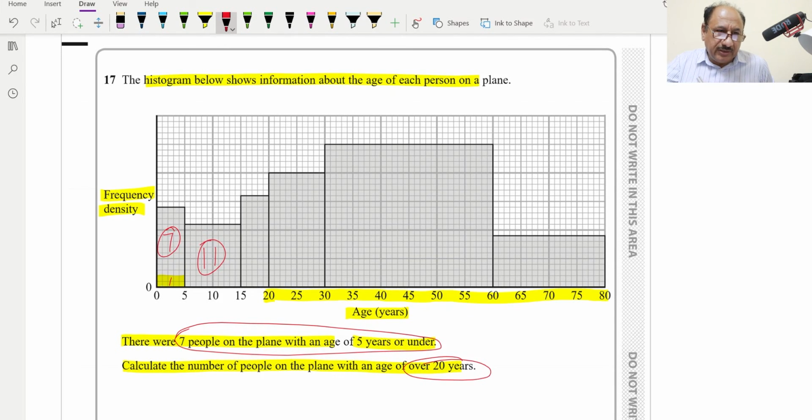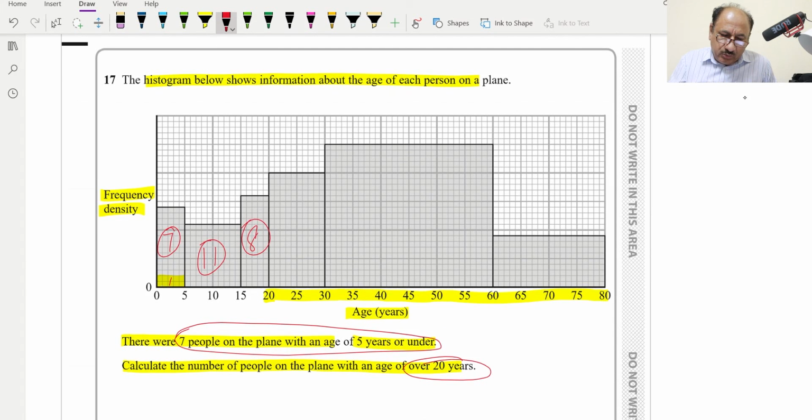Hopefully you are understanding. Similarly, if we check for this one, next bar, this will be 1, 2, 3, 4, 5, 6, 7 and 8. So this height is 8. We can write it as 8.